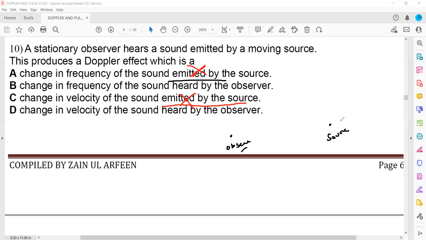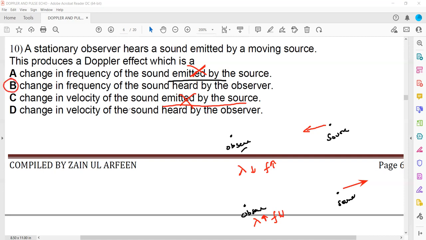Due to relative motion, if the source is moving towards the observer, what will happen? The wavelength which is received by the observer will decrease and the frequency will increase. And the opposite will happen if the source is moving away: the wavelength which is received by the observer will be longer and the frequency will be lower. So there will be a change in frequency of a sound heard by the observer, that is true.